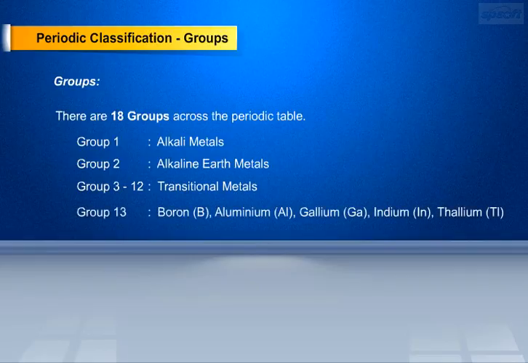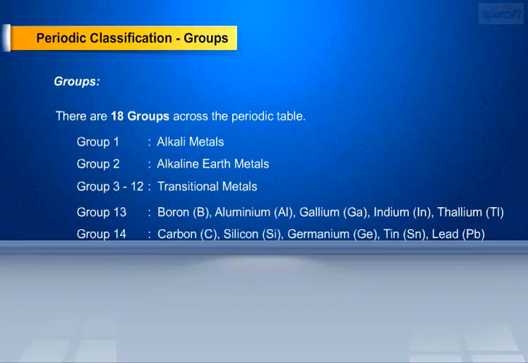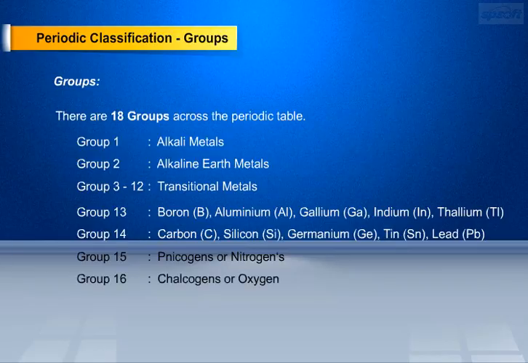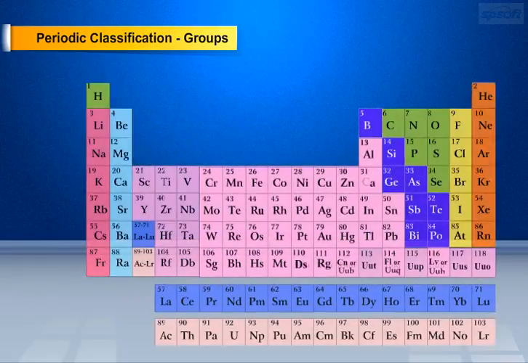The group 13 elements are boron, aluminium, gallium, indium, thallium. The group 14 elements are carbon, silicon, germanium, tin, lead. The group 15 elements are called pnictogens or nitrogens. The group 16 elements are called chalcogens or oxygen. The group 17 elements are called halogens. The group 18 elements are called noble gases.